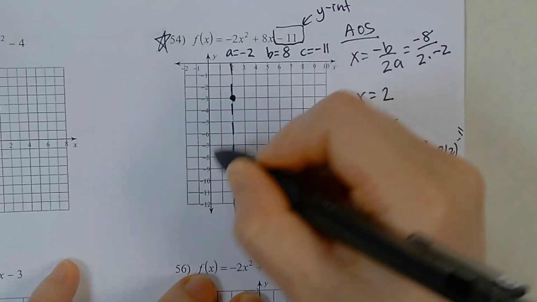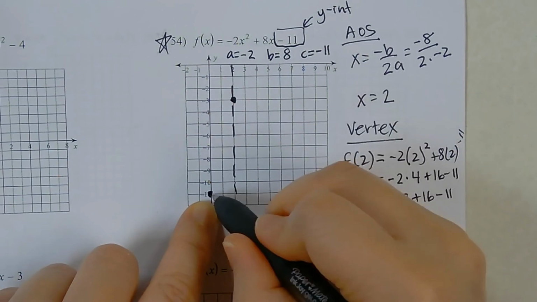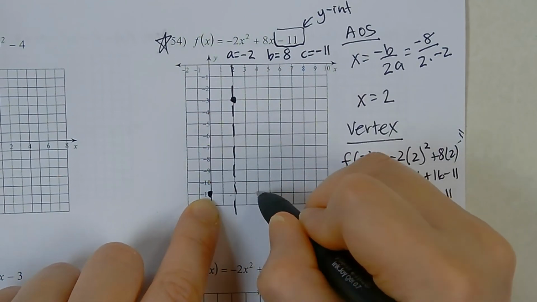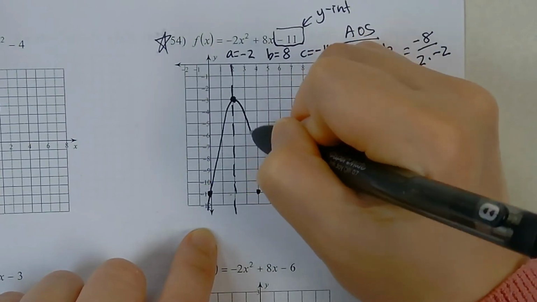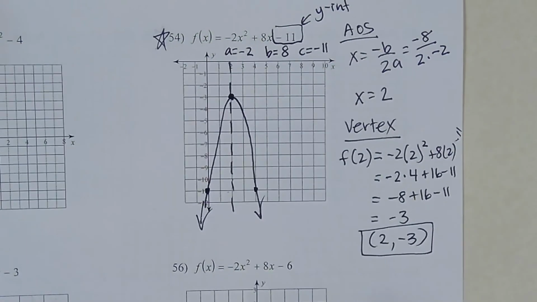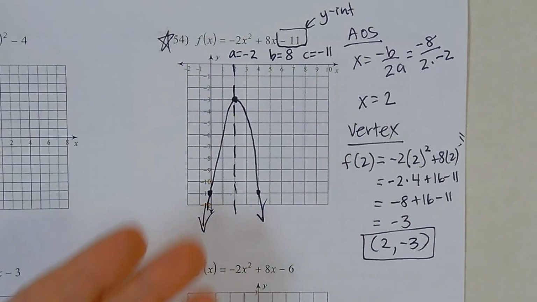Only works for standard form. And then so negative 11 is our y-intercept, and our symmetrical point, if it's 2 away, it's 2 away on the other side. It's not always 2 away, it's just the way it seems to work out. All right, something like that. Notice it has no roots, so I'm not going to try and find the roots because I just need to try and graph it.